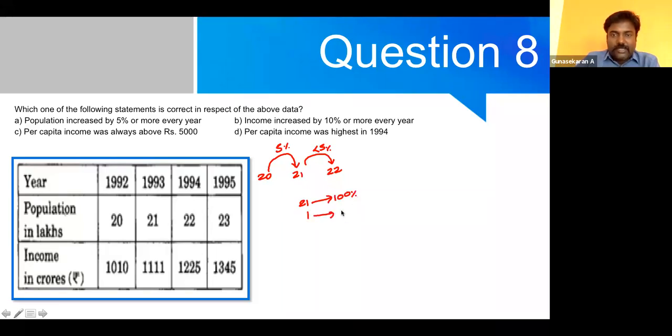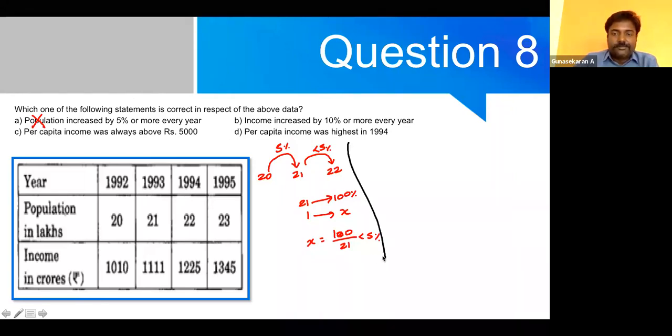21 is 100%. 1 is how much? If you do it, 100 by 21 will come, which is less than 5%. So, option A is wrong. Understand. First, understand one by one. Option A is wrong.